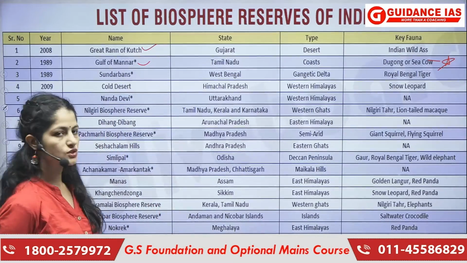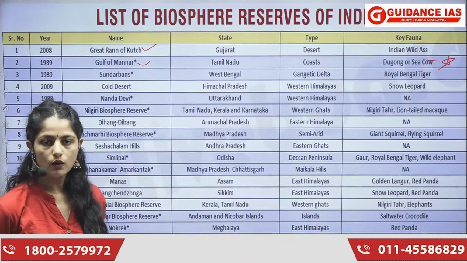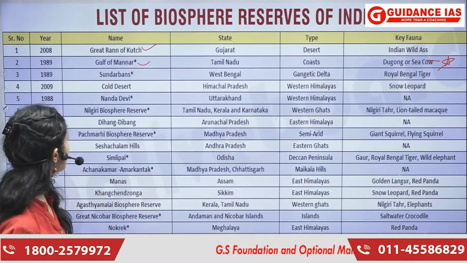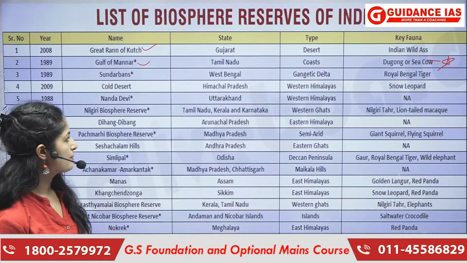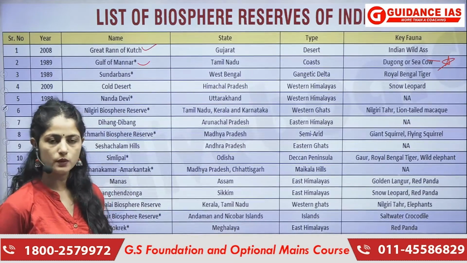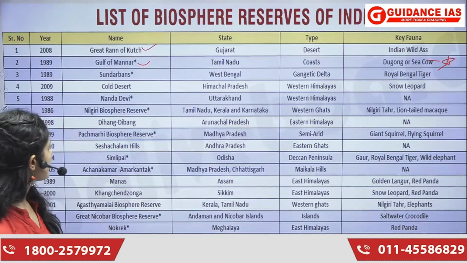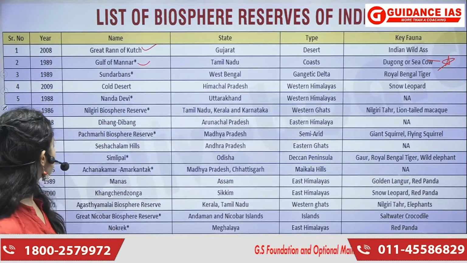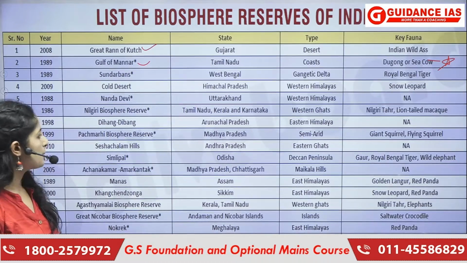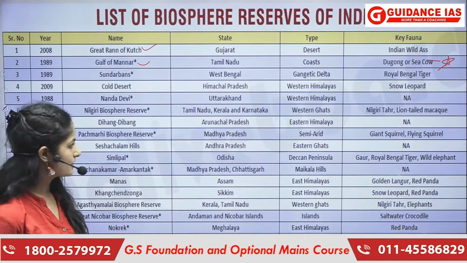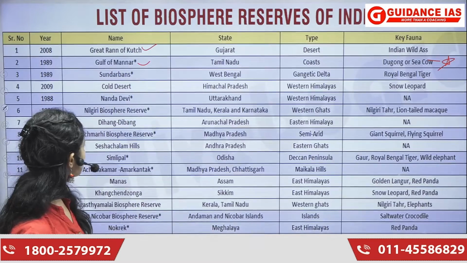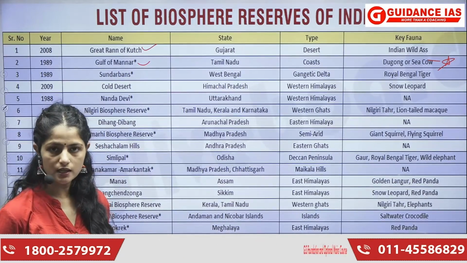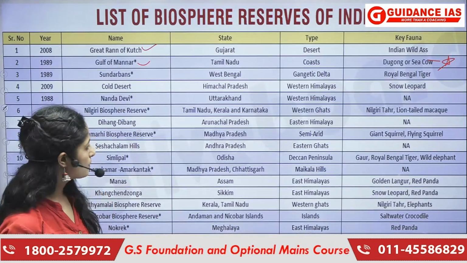Next is Sundarbans, which is situated in West Bengal and is very famous for Royal Bengal tigers. It is the pride of Sundarbans, we all know. Then we have the Cold Desert, which is in Himachal Pradesh. Snow leopard is its important species. Then we have Nanda Devi, situated in Uttarakhand, in the Western Himalayas. Then you have Nilgiri Biosphere Reserve, Tamil Nadu, Kerala, Karnataka. We have just dealt with it. Then you have Dihang-Dibang, situated in Arunachal Pradesh, in the Eastern Himalayas, on the eastern side.